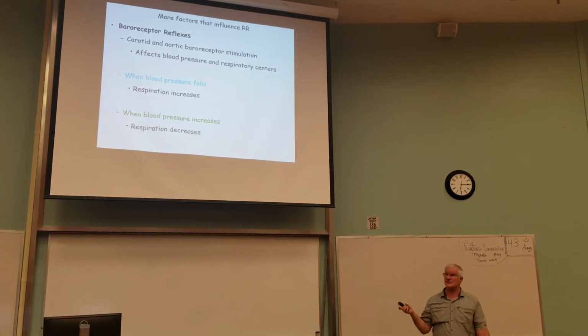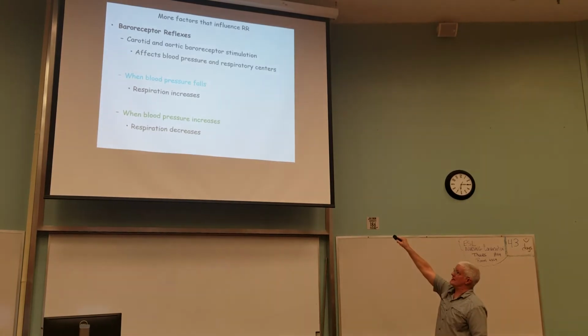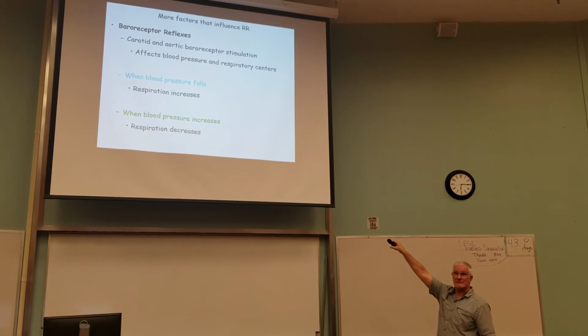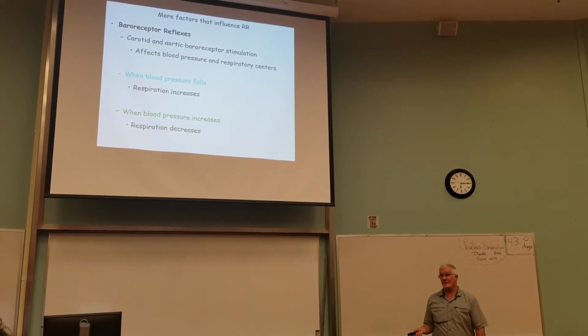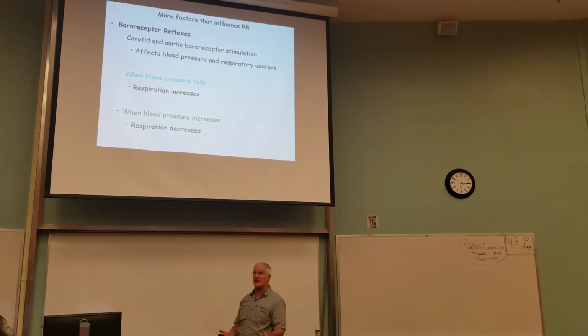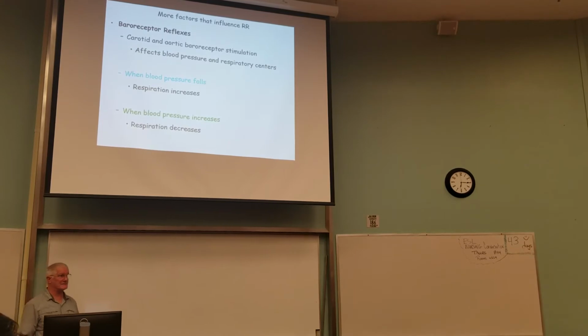So, how is blood pressure going to do this? When blood pressure falls, respiration will increase. So a drop in blood pressure makes you breathe faster. Now, once you memorize that, then let logic take you the other way. What is the opposite of that scenario? Well, how about when blood pressure increases instead of falls? And then the opposite of that would be a drop in respiration rates.